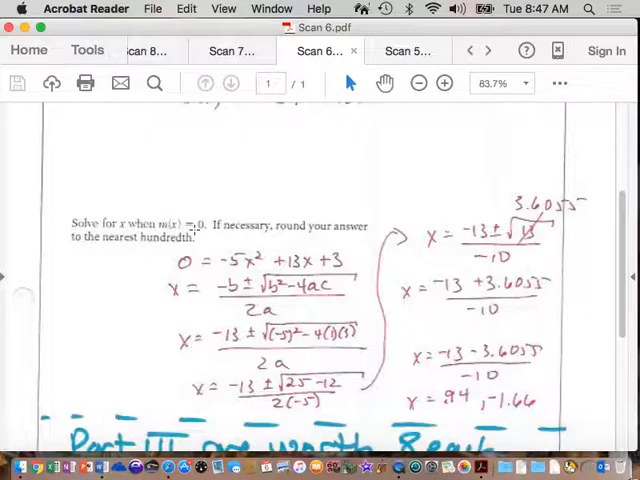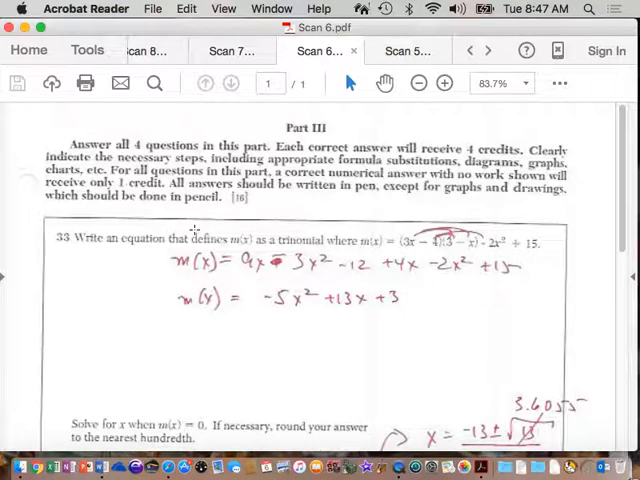And this is the hard part for a lot of kids. Listen very, very carefully because lots of kids screwed this up. It does not say when x is 0. It says what? When m of x is 0. So I have to put the 0 in here, not for the x's, but in here.